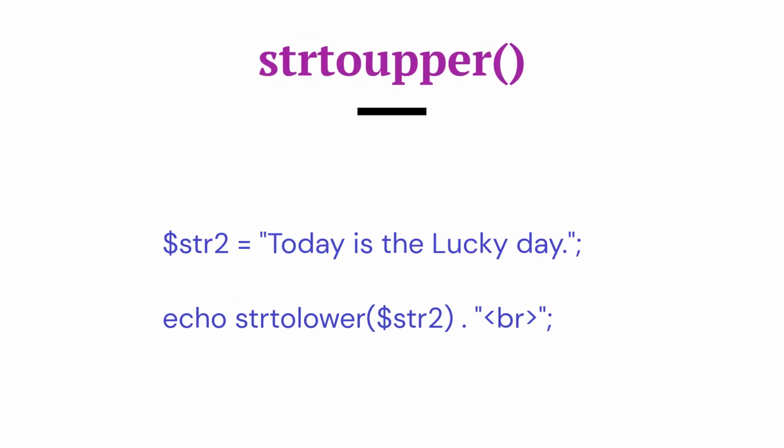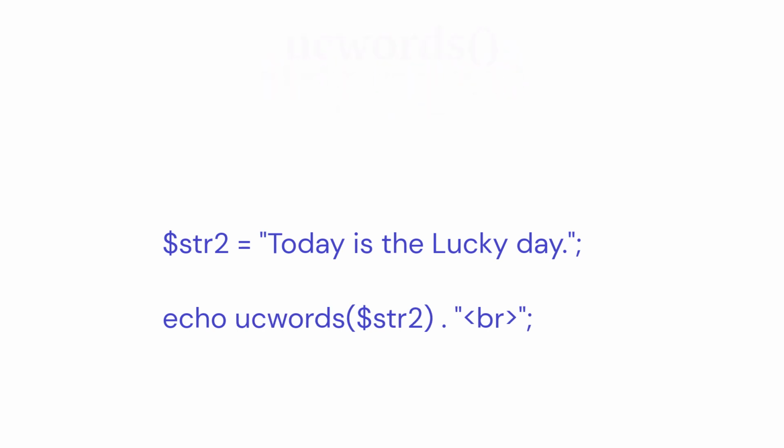Strtoupper function converts the string to uppercase or capital letters. The string today is the lucky day will be displayed as TODAY IS THE LUCKY DAY. Ucwords function converts the first character of each word to uppercase or capital letters. The string today is the lucky day will be displayed as Today Is The Lucky Day.